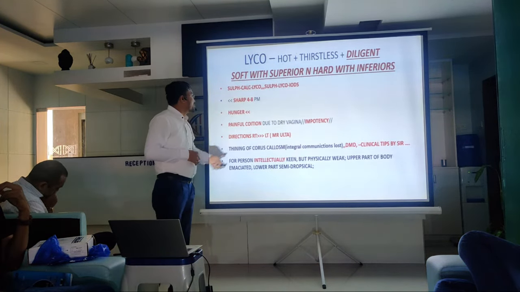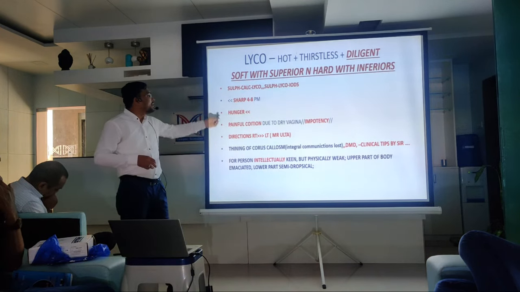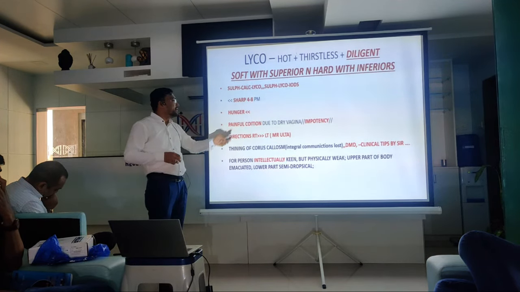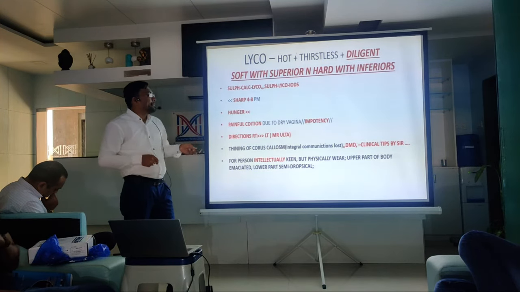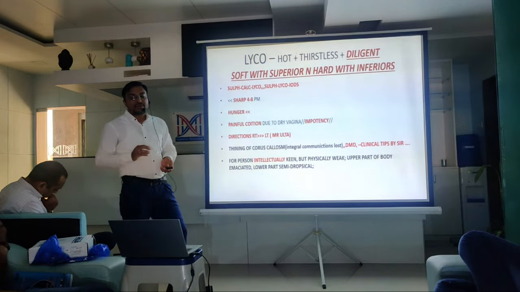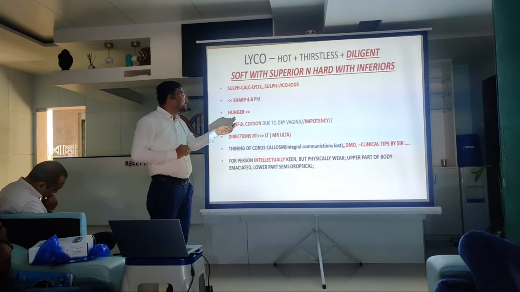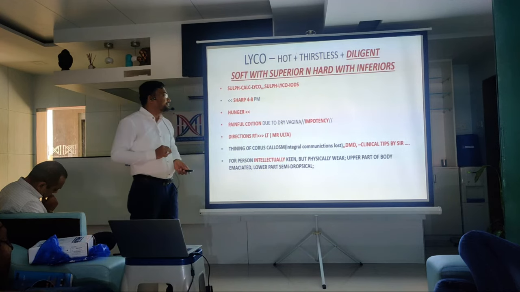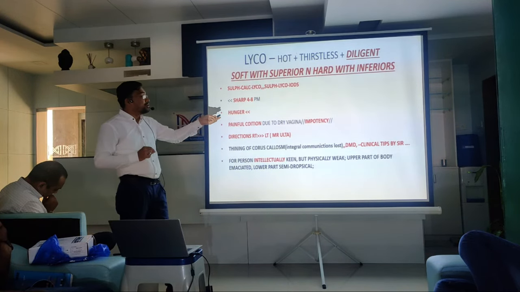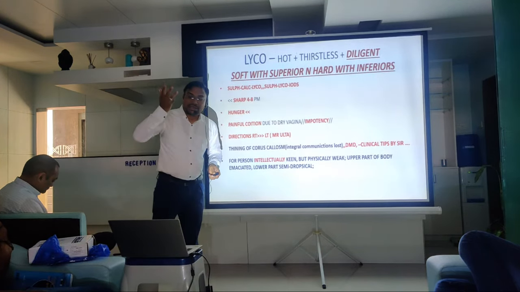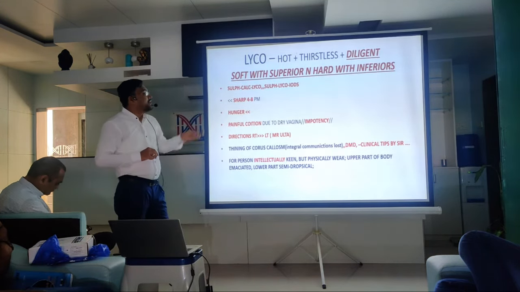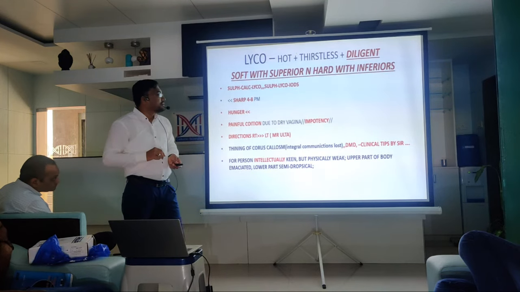Sharp periodicity, we know that 4 to 8 pm, hunger aggravation. In physiological cases, we can take painful coition due to dry vagina, impotency. We have to check, acquire and confirm the history, right? Because the relationship is destroyed because of actual dryness of the vagina. It's physical. That physical disturbs the mind, right? And impotency is always mind.